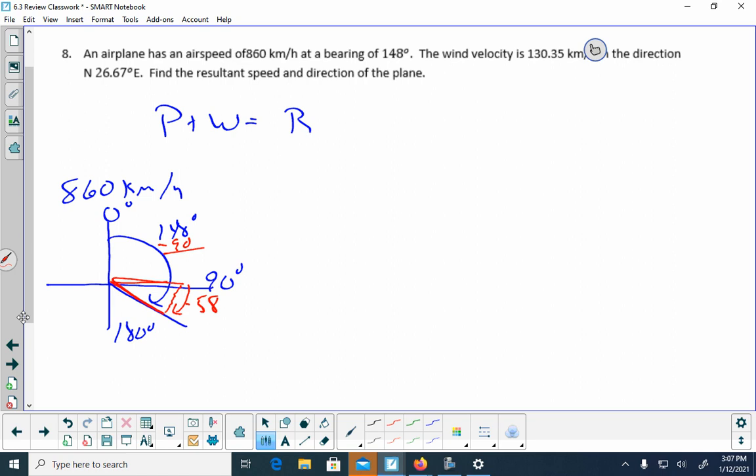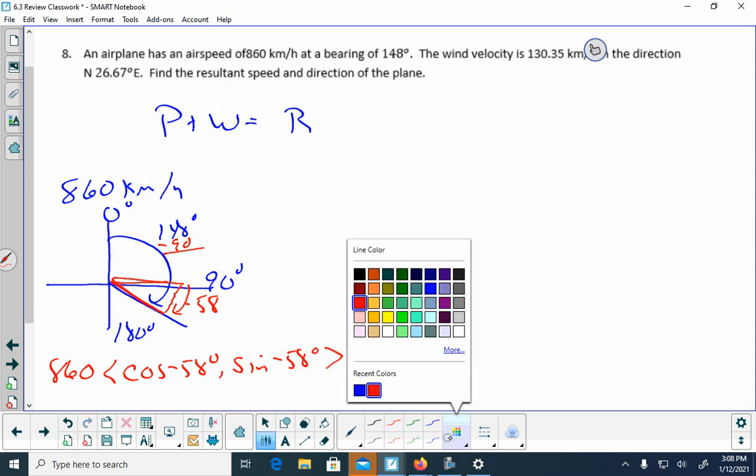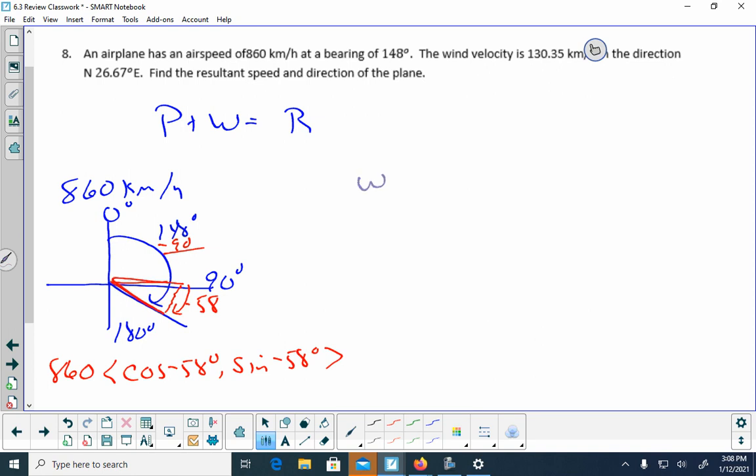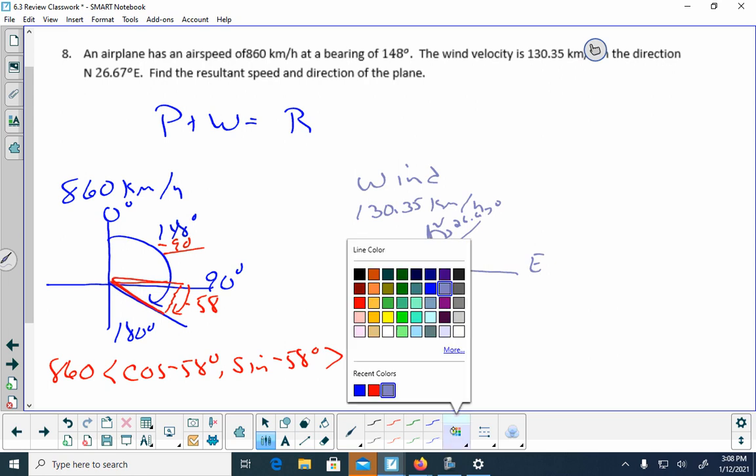So to find this component form, I'm going to take 860 times the cosine of negative 58 degrees, sine of negative 58 degrees. To do the wind, we'll do the wind here. So the wind is going at a velocity of 130.35 kilometers per hour. And this direction is north, 26.67 degrees east. So in order to do this, I need the reference angle.